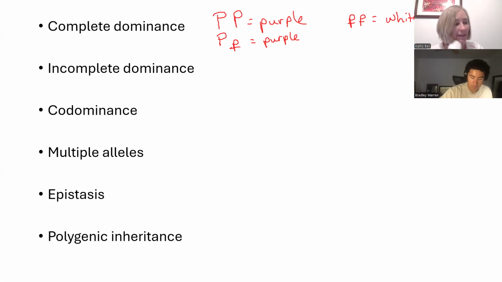What about incomplete dominance? What does it look like? Is that a heterozygous, big P and little p? Yeah. So with incomplete dominance, it looks like blending.